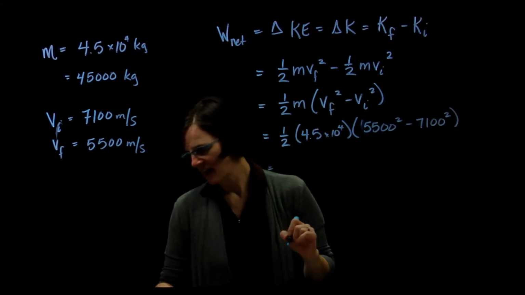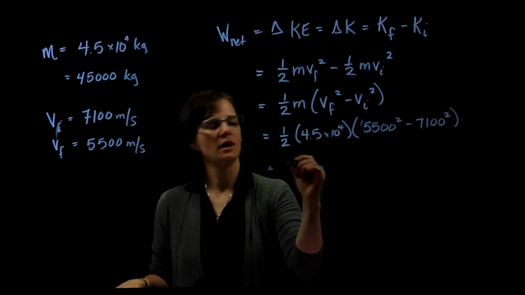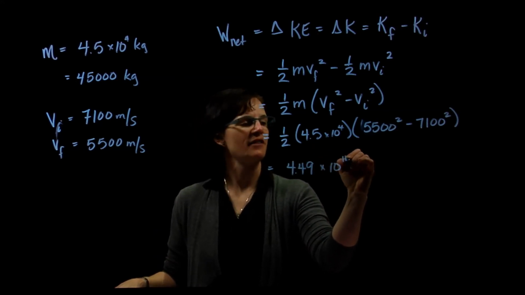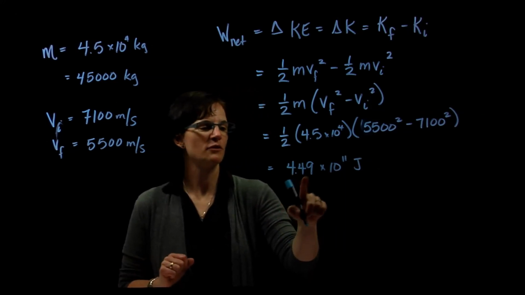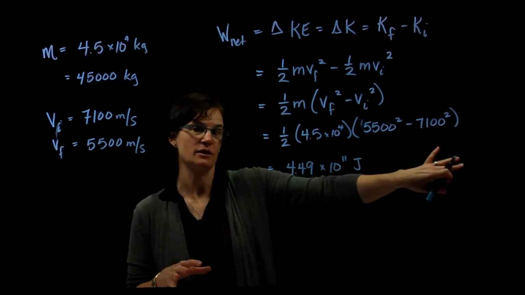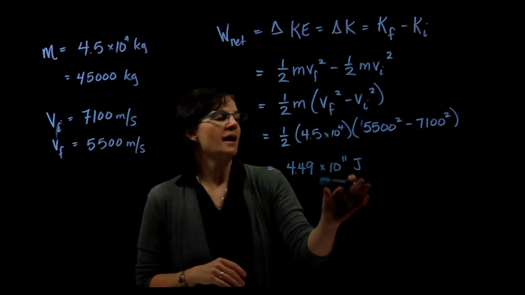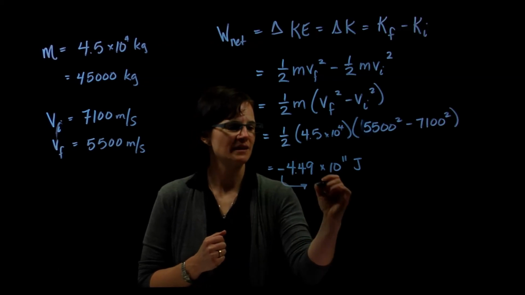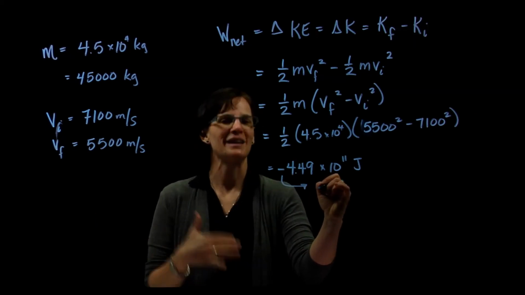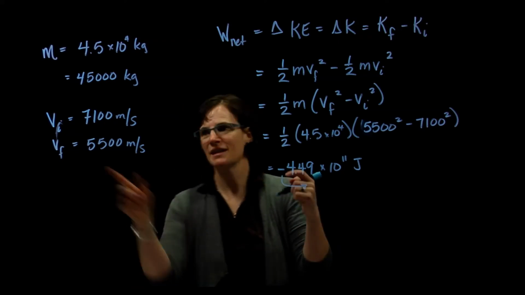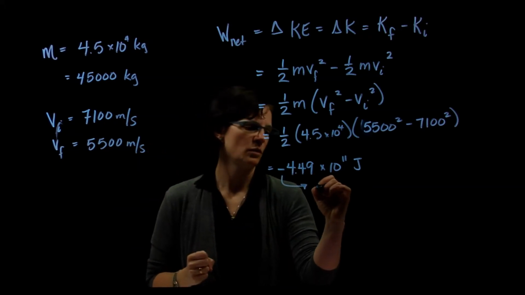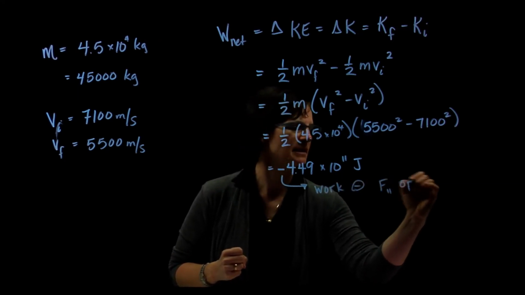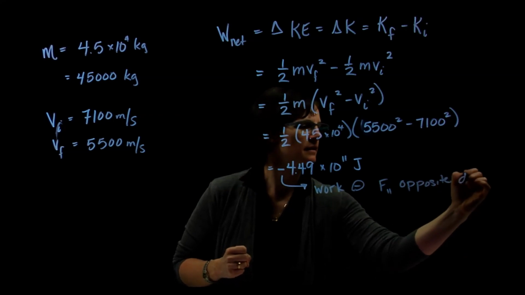And when we solve that, we end up with a work of negative 4.49 times 10 to the 11th joules. So 4.49, moving that decimal place over 11 times. A lot of zeros at the end of that, 9 of them, joules of work. And it's negative, which of course tells us that it's slowing it down. The work is working against the motion. And that's exactly what we see. So work is negative, the force opposite the displacement.